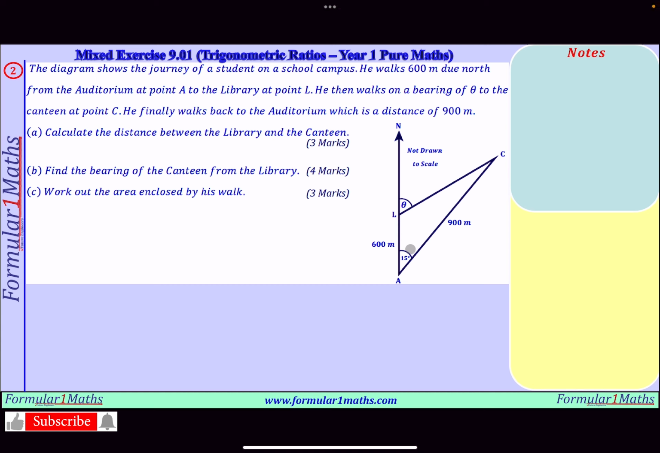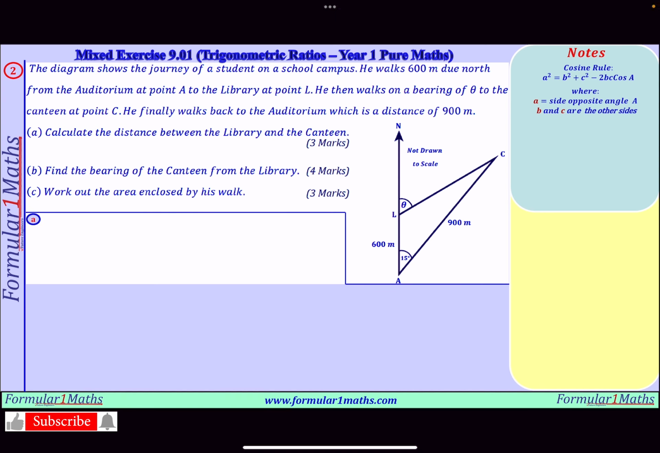So with this information, we can use the cosine rule. It says that a squared is equal to b squared plus c squared minus 2 times b times c cos A, where a is the side opposite angle A, and b and c are the other two sides. I'll label the distance from the library to the canteen as x. Then, because I've got this angle here and these two lengths, I can substitute x for a and 15 for A. We can substitute 600 for b and 900 for c.